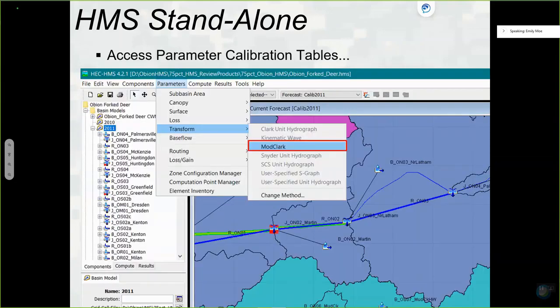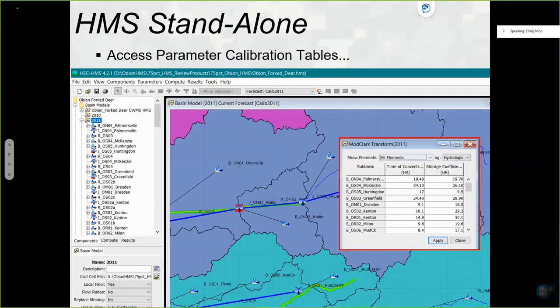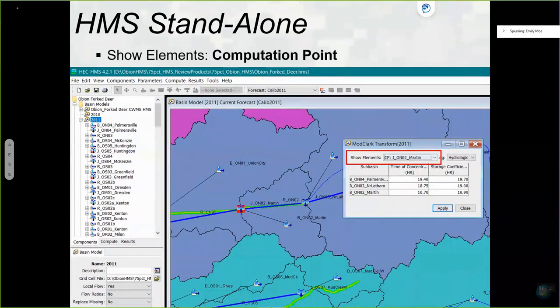So now that you've flagged this group, you can access the parameter tables by method. Right here, we're going to look at the transform method, which in this instance is mod Clark. Selecting this launches a table dialog with all of the subbasins and their associated transform values listed. From here, the subbasins can be filtered through the Show Elements option by selecting the computation point that we just flagged from the drop-down menu. Filtering by computation point then displays only those subbasins that have been grouped to that point. In this case, it's the 3 that we were just looking at.